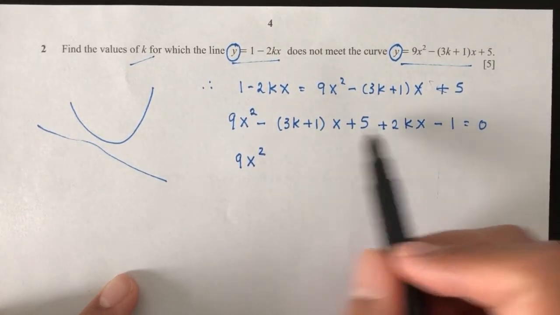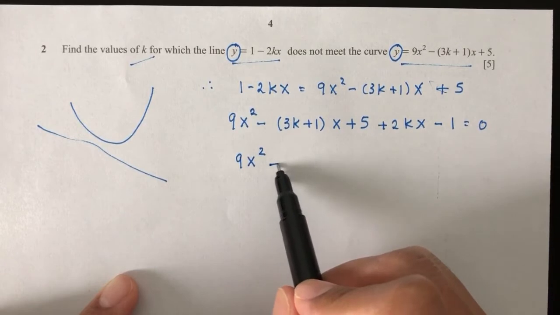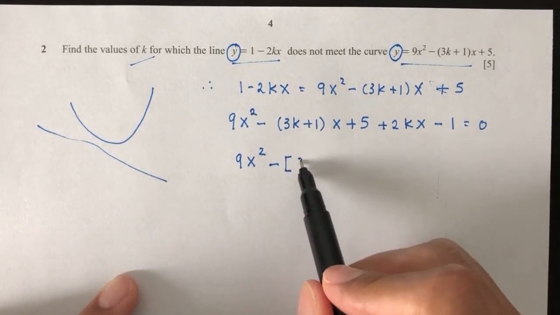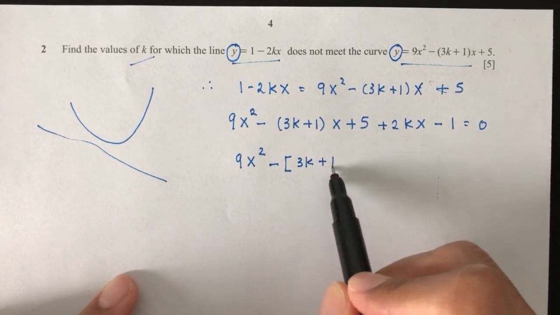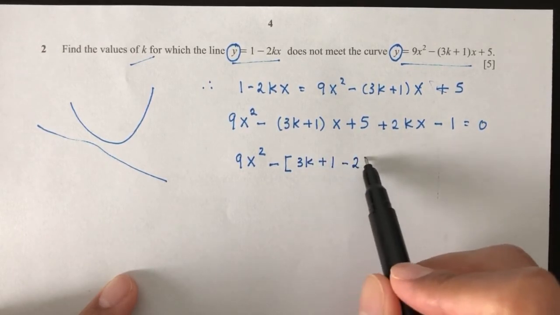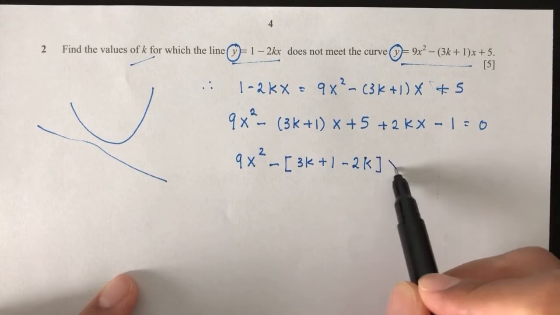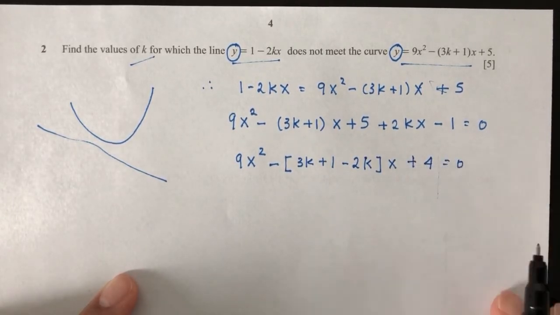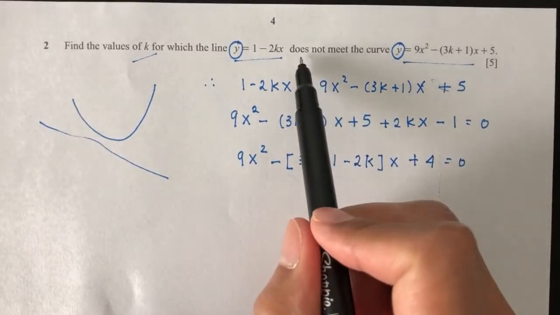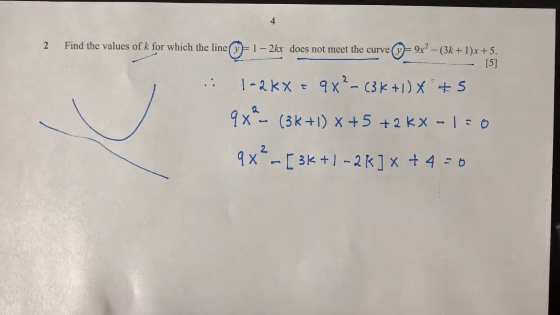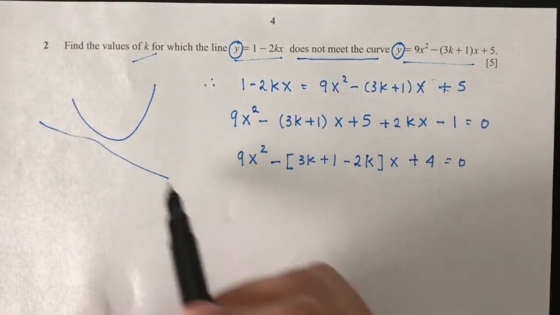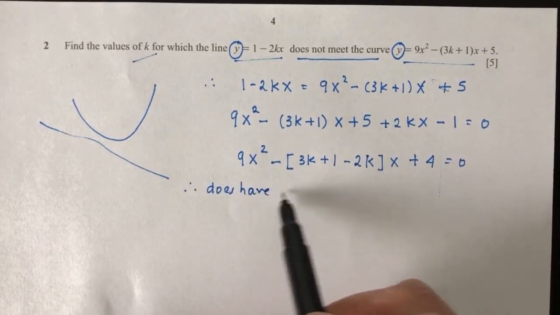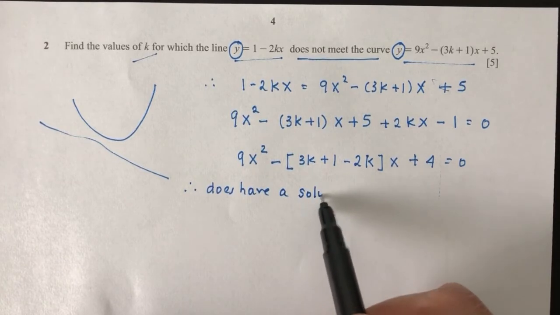So these two are the same terms, so that'll be minus, and what do we have inside? We have 3k plus 1, and this becomes minus 2k x plus 4 equal to 0. So when it does not meet, what does it really mean? It means that if it does not meet, it does not have a solution.